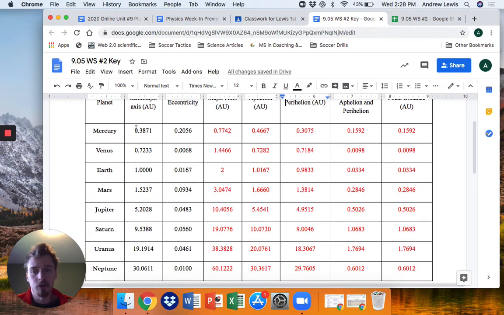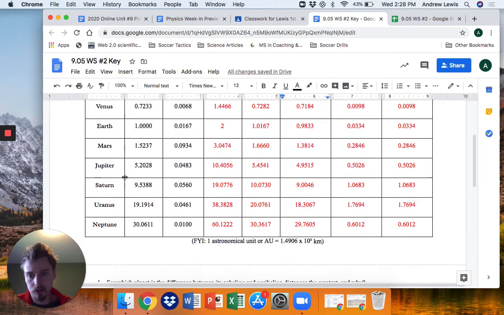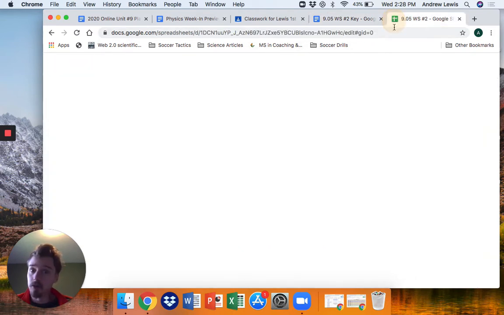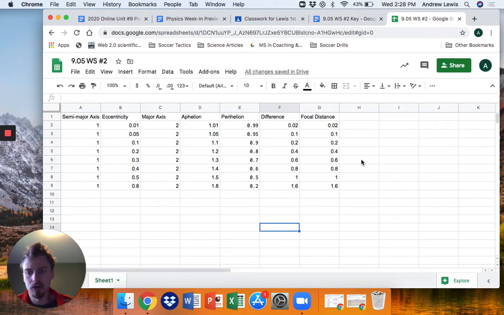And then I repeated that for Venus, Earth, Mars, Jupiter, Saturn, Uranus, and Neptune. Some of you might have really just figured out you're doing the same thing and created a Google Sheet, which is kind of what I'm showing here. But I will get to what I actually put in here for my data later.